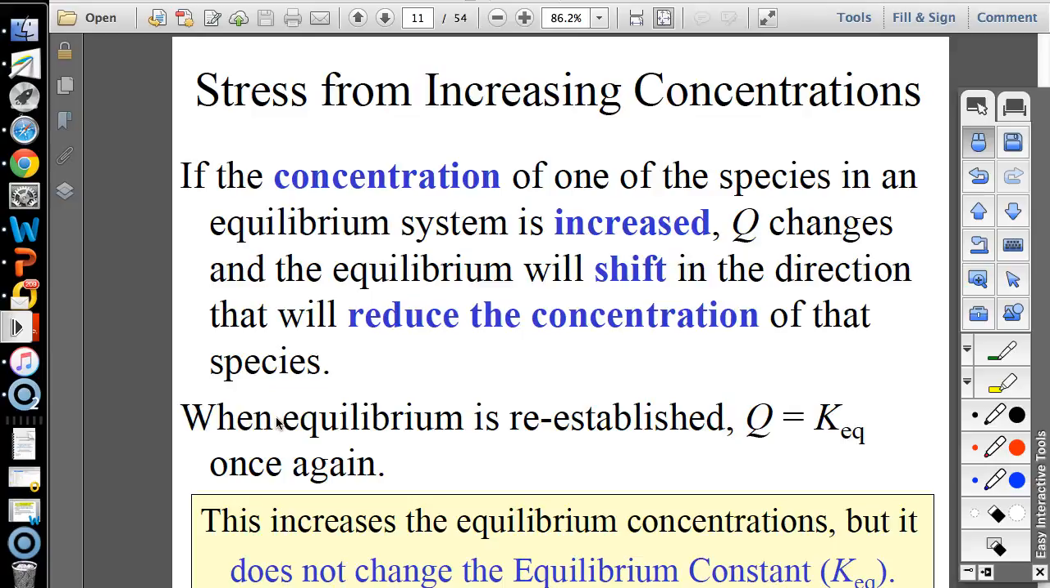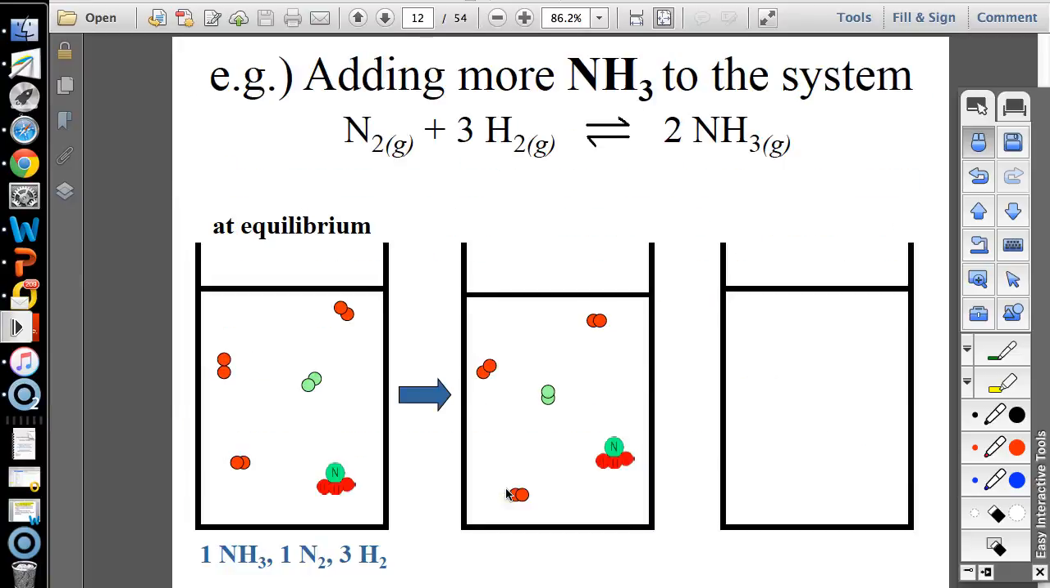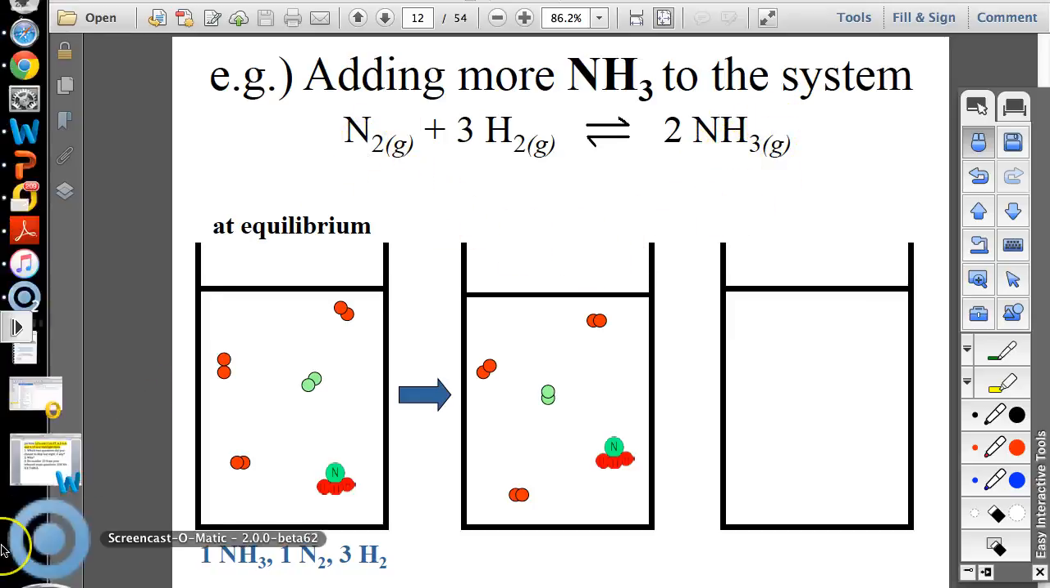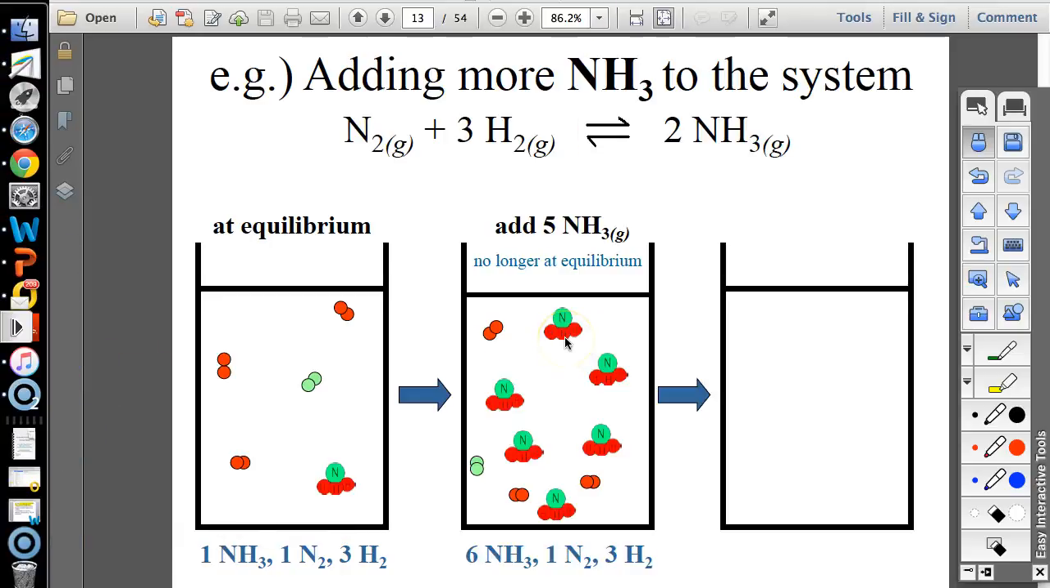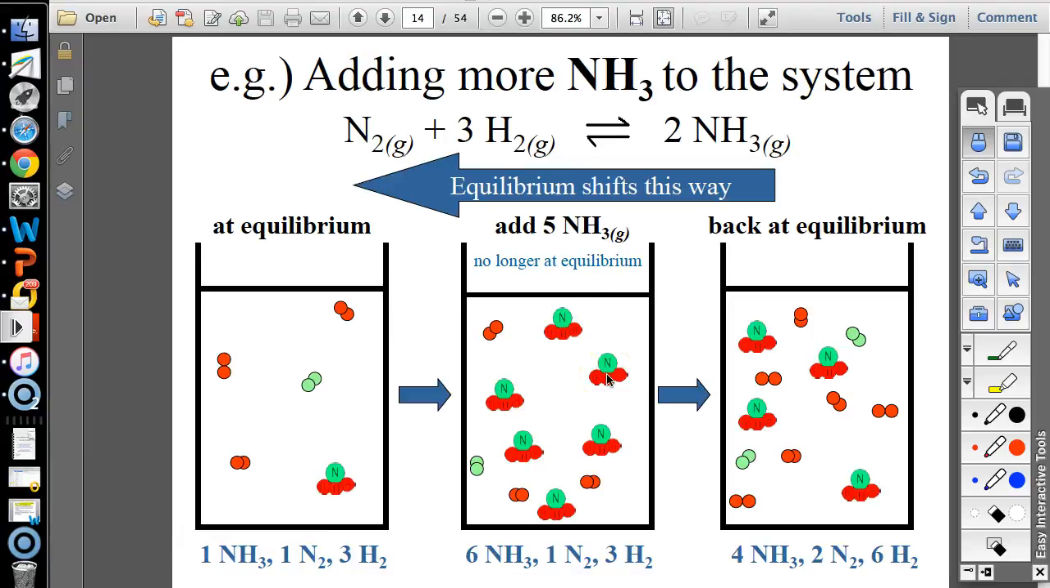So increasing concentration. This one, I don't think anybody missed anything on the quiz with this yesterday. Very straightforward stuff. Does not change the equilibrium constant. So if I add more NH3 to the system, if I add more of this guy, then it's going to shift away from it, right? So I'm adding it. It's no longer at equilibrium. So what's going to end up happening is it's going to shift toward the reactant side.